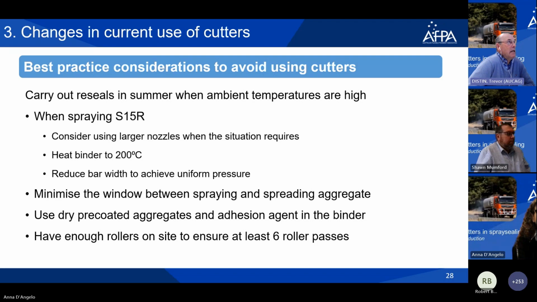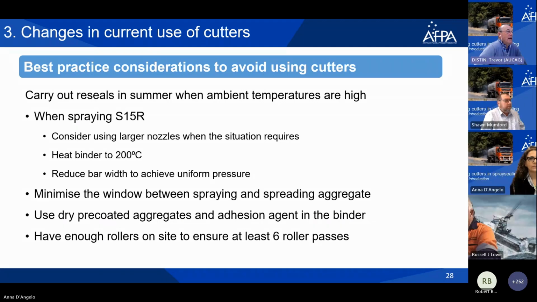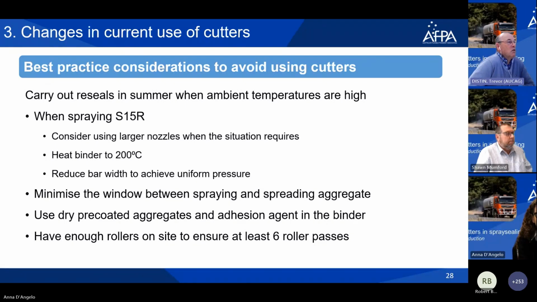And then lastly, we're very spoiled in that we're able to often spray conventional C170 using up to 8 meter length spray bars. This is not going to be possible with a high viscosity binder, so we're going to have to reduce the width of the spray bar so that you can get a more uniform pressure in that spray bar so that you don't get tram lining when you spray S15R modified binder.